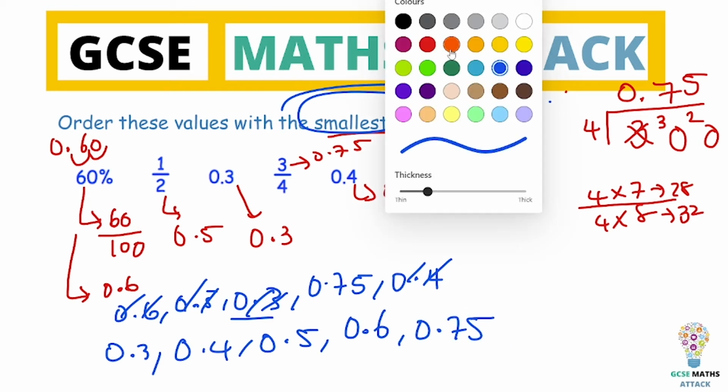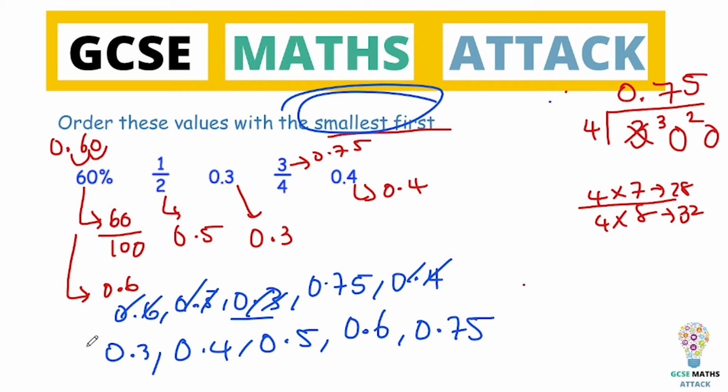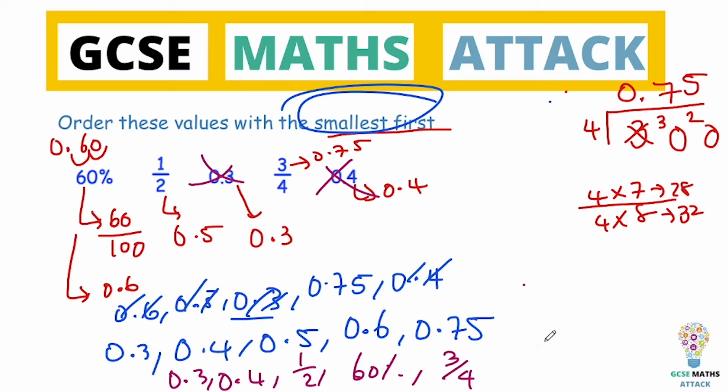Just to finalize this, I'm going to rewrite it as the original. So 0.3, was that anything? No, it wasn't, so get rid of that. 0.4 was 0.4. 0.5 was written as a half, so we've got 0.3, 0.4, we've got a half, 0.6 was 60%, and 0.75 was 3/4. And that is how you order them.